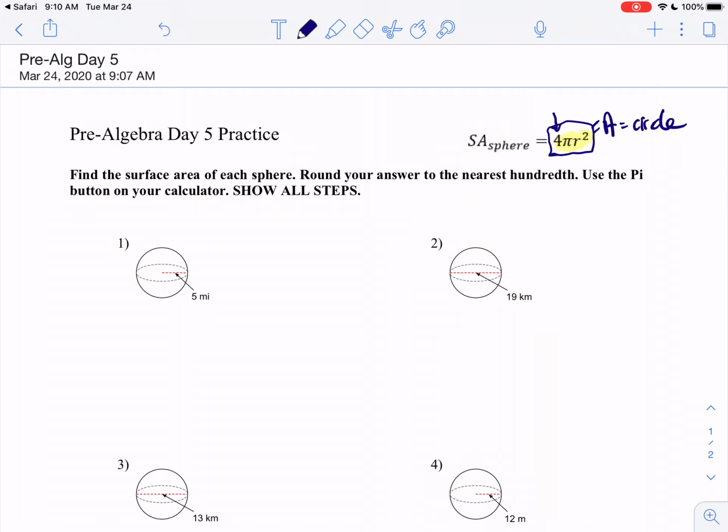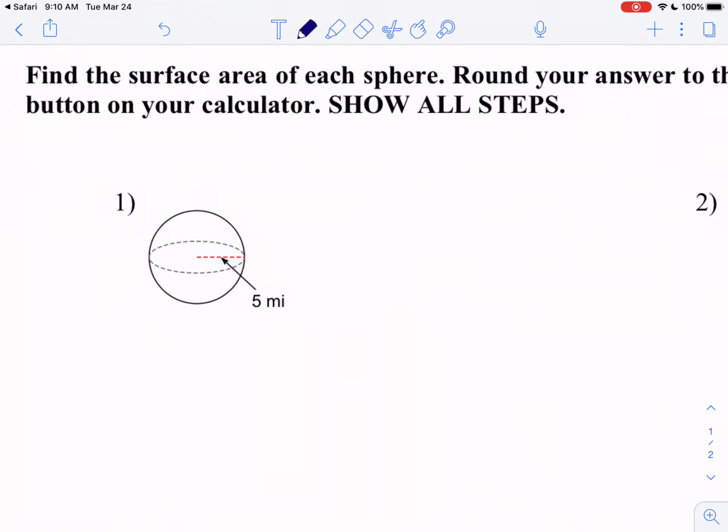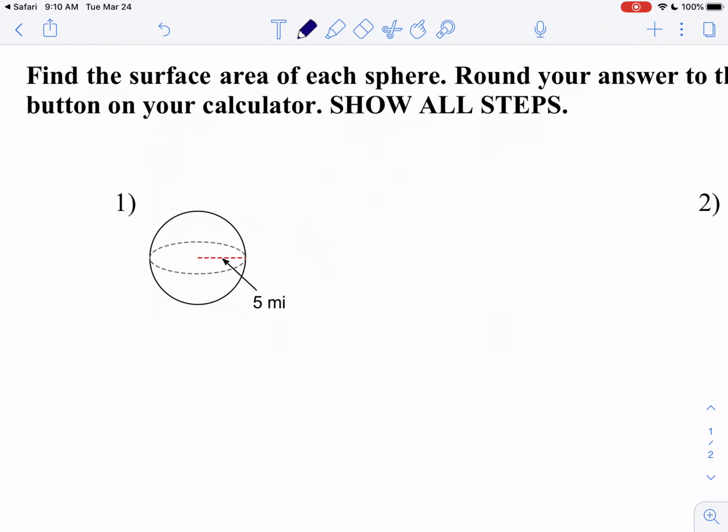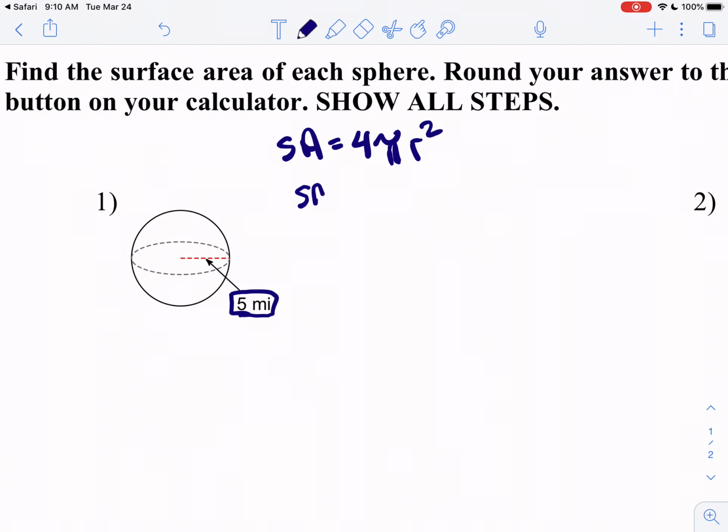Okay, so to find the surface area of number 1, this sphere, we're going to start off by just writing that formula. So SA, because it's surface area, equals 4 pi r squared. And we are already given our radius here. It's 5. So then surface area equals 4 pi times 5 squared. And now this next step, just like we have in the past, we're going to give an in terms of pi answer, so that exact answer, and then also the approximate answer.